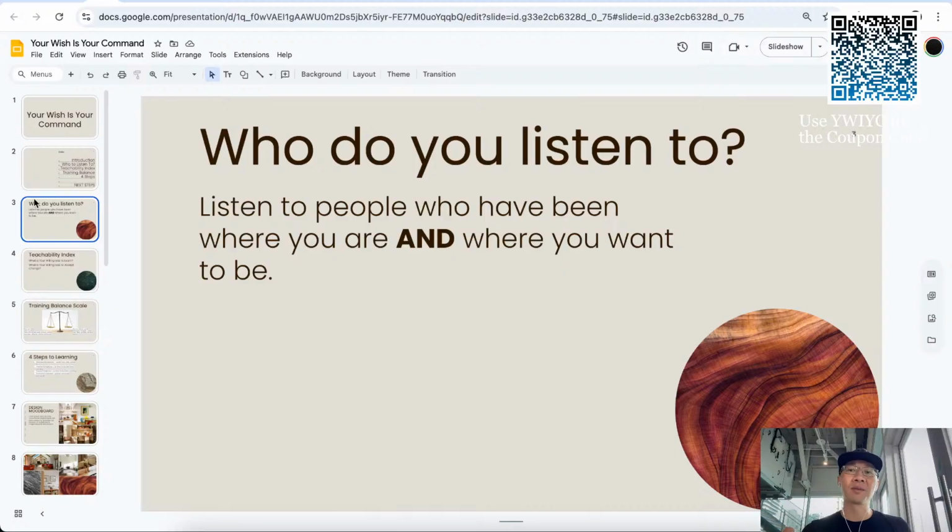Now, many of you might be thinking, hey, this sounds very, very practical. Sounds almost too simple and easy. Kevin says these lessons take about 5 minutes to learn, but a lifetime to master. You need to listen to people who have been where you are and where you want to be.